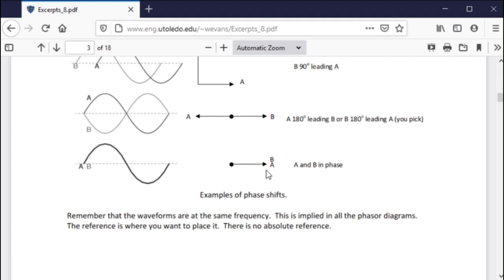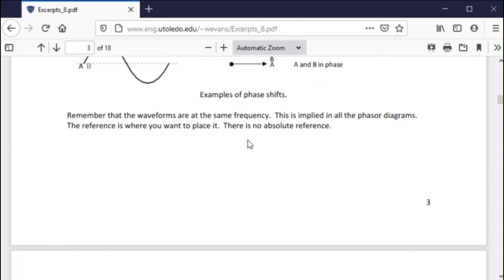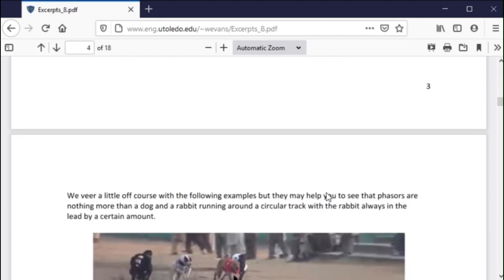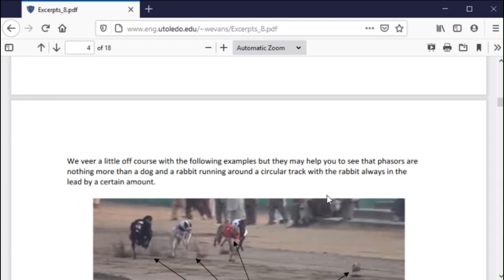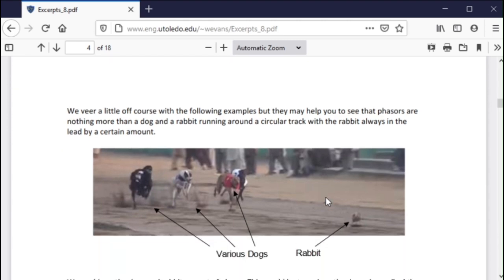Here's one where they're exactly in phase, and they're laying on top of each other, both of them looking like they're right on top of each other. So when we're talking about phasors, we're assuming that the waveforms are all at the same frequency. This is implied, and if they're not, this all falls apart, but they usually are. We usually don't reference frequency, we just reference the phase angle, or the difference in where they are with respect to each other, and we assume that they're all at the same frequency.